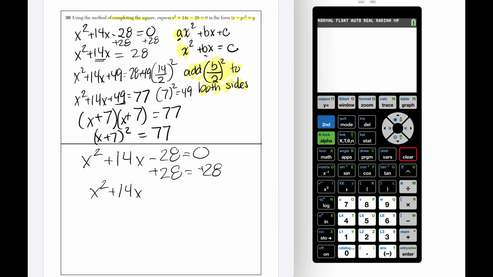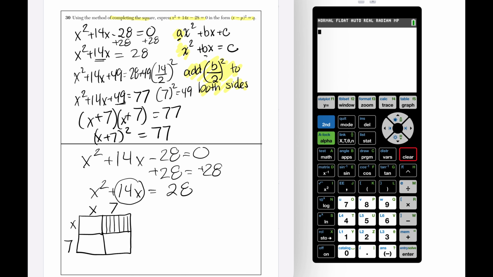x squared plus 14x is equal to 28. And then it made me think, how would I complete this square? So the top square is easy. It's just x times x. Then I'm going to take this 14. I'm going to put half of it here. So I'm going to split that 14 in half. So 7 and 7. So it made me think kind of like this. Like 1, 2, 3, 4, 5, 6. 1, 2, 3, 4, 5, 6. So I have 7 groups of 7 here.